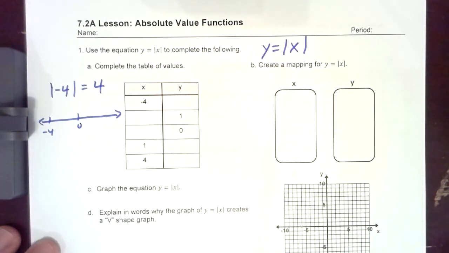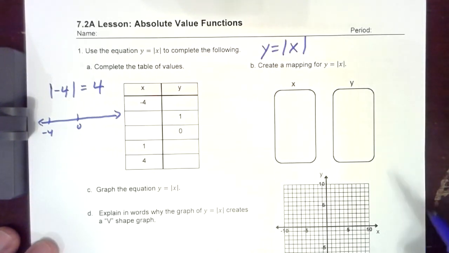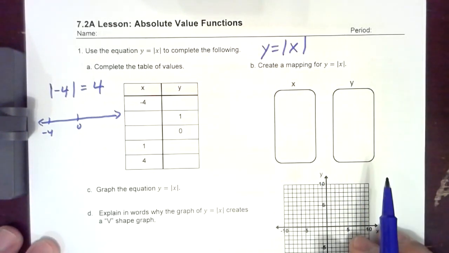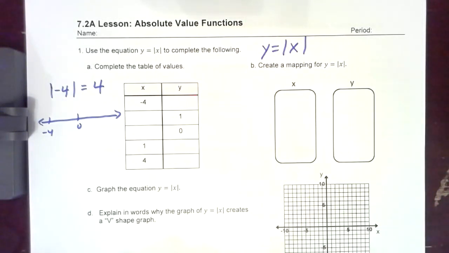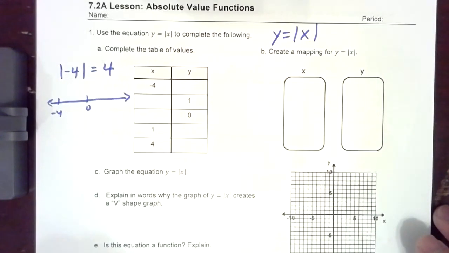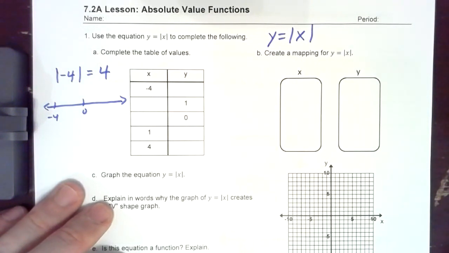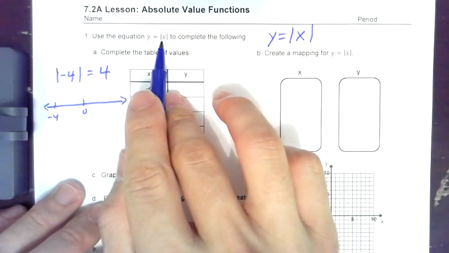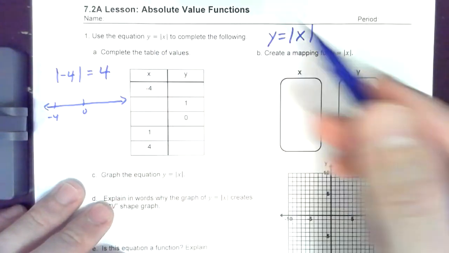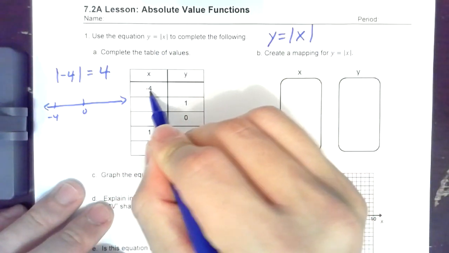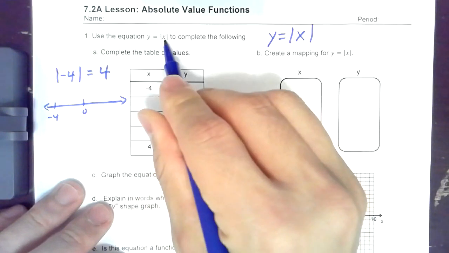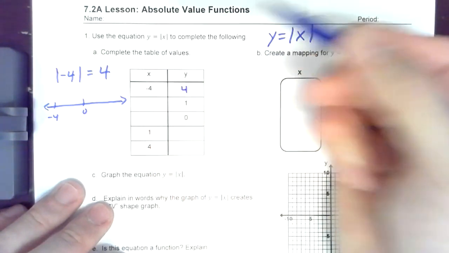and you will see a certain shape when we graph today. So just try your best to pay attention, try your best to write down some notes, follow along if you want with a sheet of paper. It says use the equation y equals absolute value of x to complete the following. Okay, so we know that -4, if you plug it into here, you get 4.